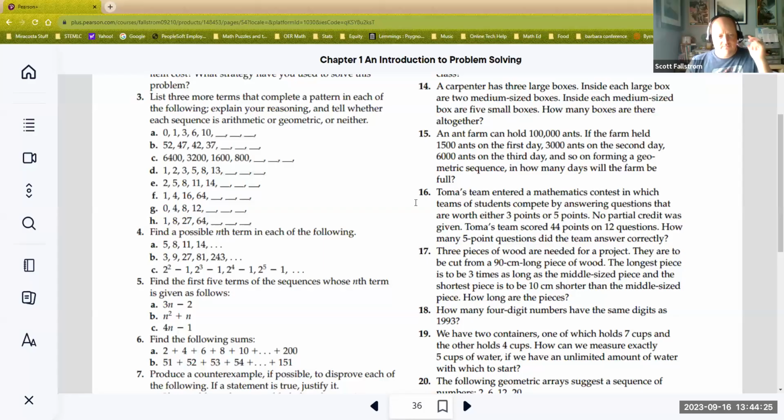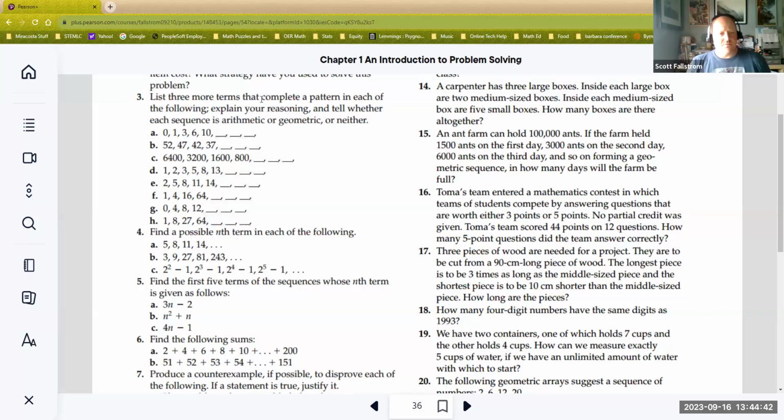Good day to everyone. I got an email from a student saying, hey, I'm going over some reviews, trying to get ready for the test, and they had specific questions they wanted some explanation on. So question 3, part H was the first one, so I'll go over that.